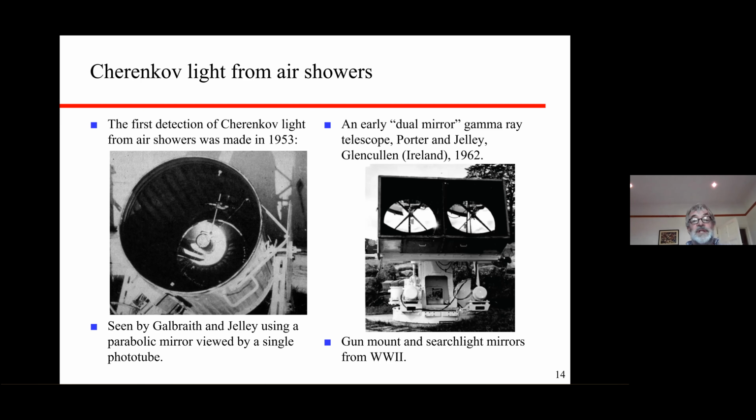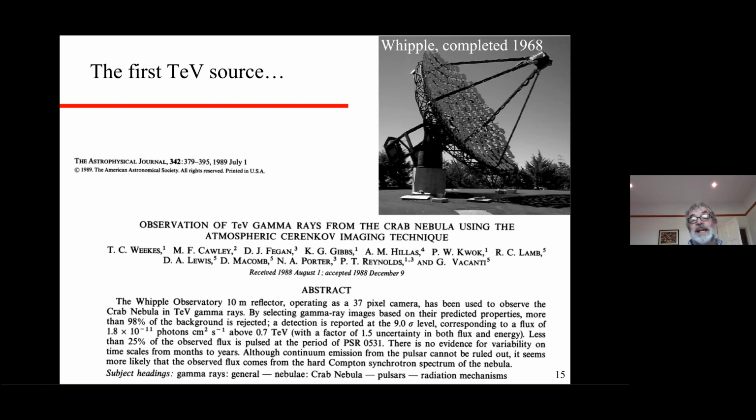Things developed, and in 1968, the same idea was used, but in a much more sophisticated form in the United States. So this is in Arizona, the Whipple telescope. And this finished in 1968. This looks more like the cartoon I showed you before. We've got lots of mirrors focusing the Cherenkov light onto a camera up here.